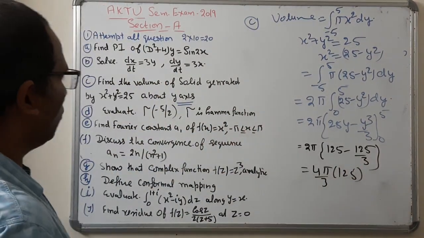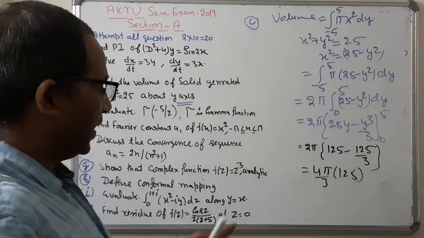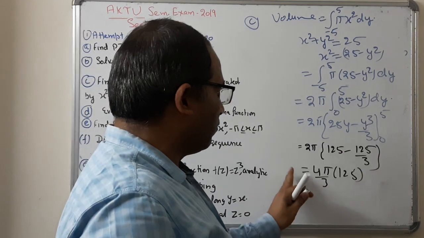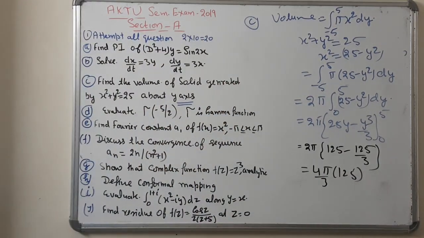This is because when we revolve a circle around the y-axis, we always get a sphere, and you know that the volume of a sphere is 4 by 3 pi r cube, where r is 5. This is the answer of this one.